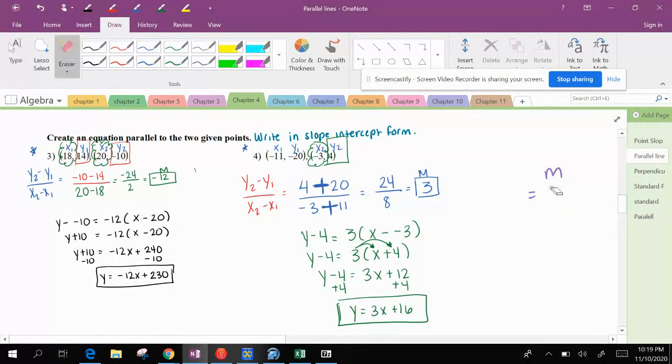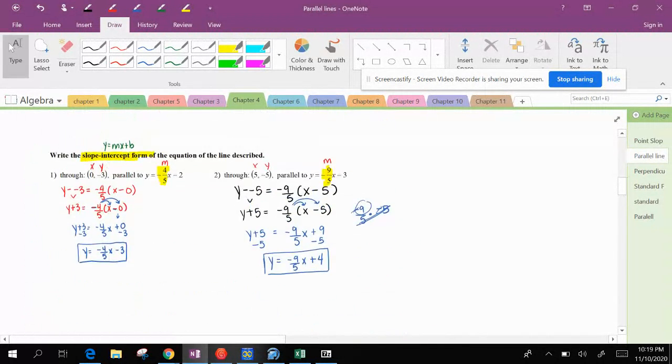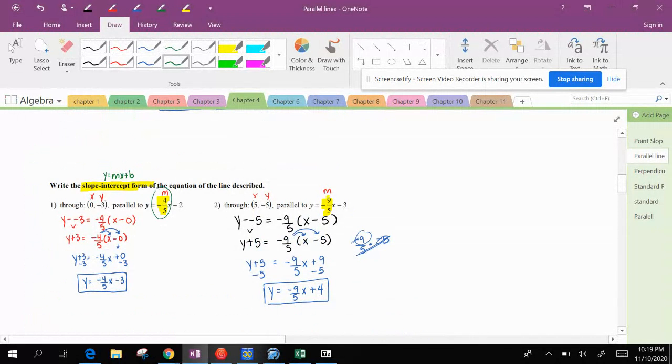So not too different from the previous lesson. The only difference now is if I give you an equation, we just are looking at the slope. I don't care about the y-intercept of these equations at all. I'm only focused on that slope.